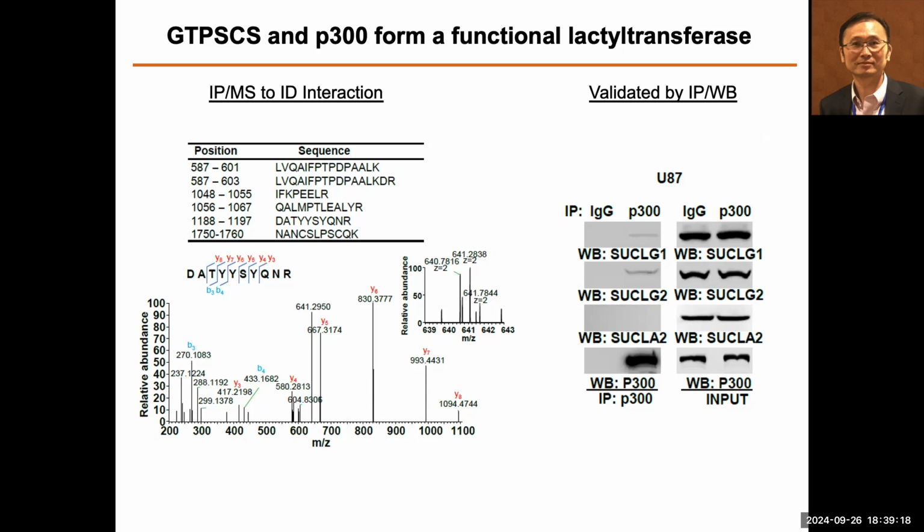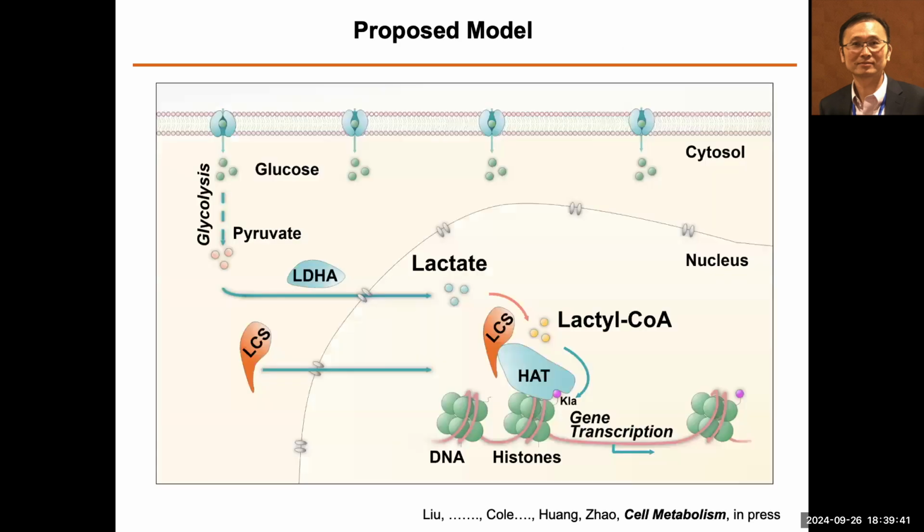GTP-SCS can generate lacto-CoA, right? P300 can catalyze histone lactation. So this in situ generated lacto-CoA can be directly used by P300 for histone lactation, right? So this is what we observe together. I don't have time to go into very much detail.